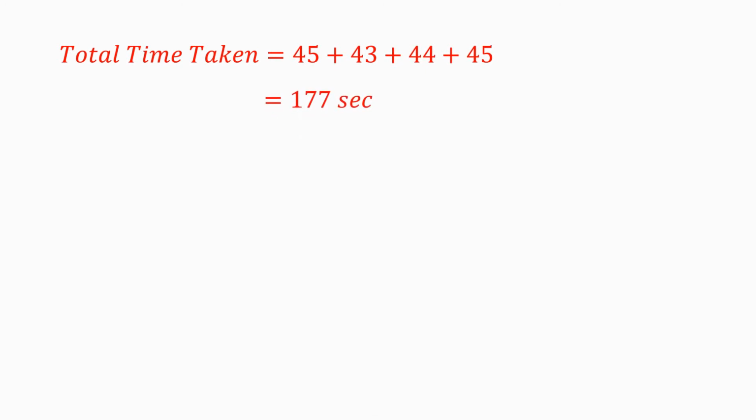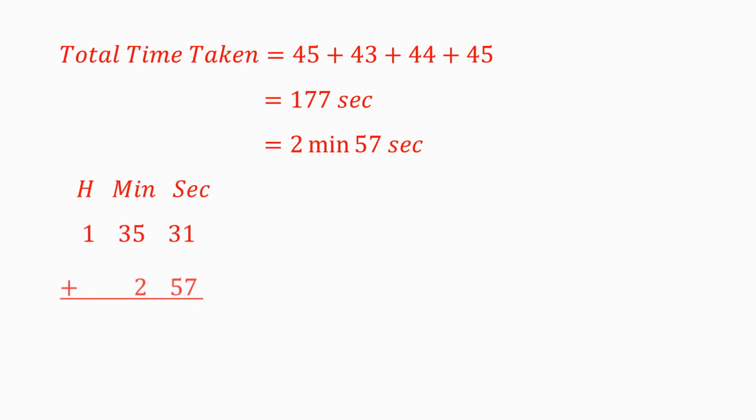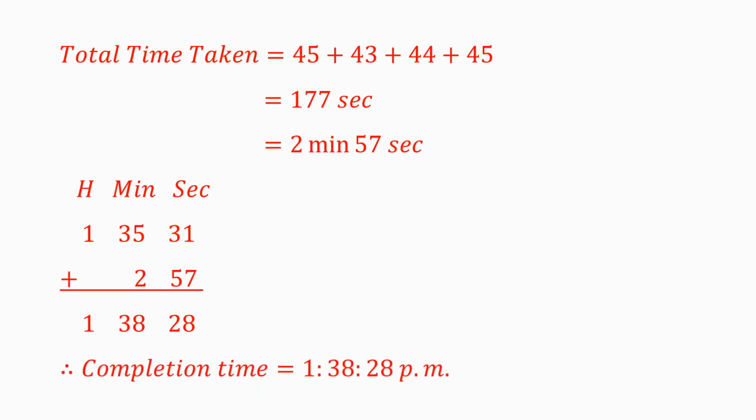Then we convert the seconds into minutes and seconds. Divide by 60, we have 2 minutes and 57 seconds. Then the race started at 1:35:31 p.m. So we add the 2 minutes and 57 seconds to it. And we obtain 1:38:28. So the completion time was 1:38:28 p.m.